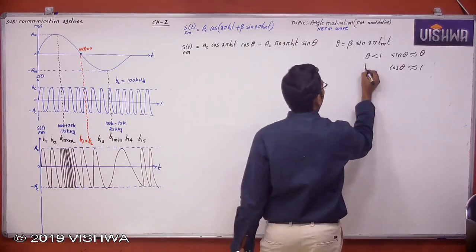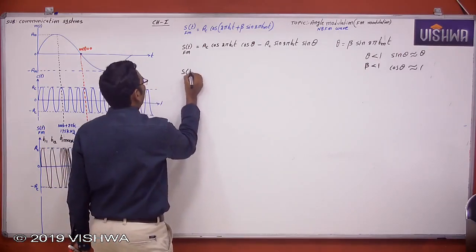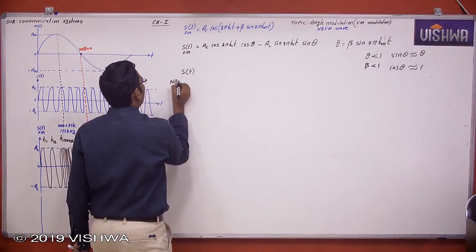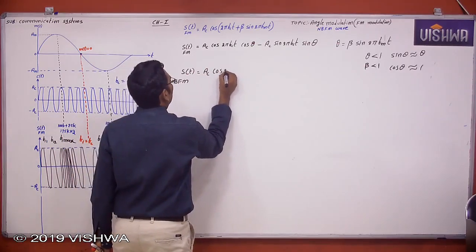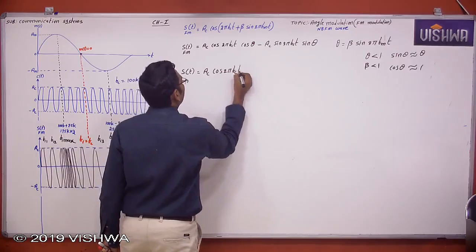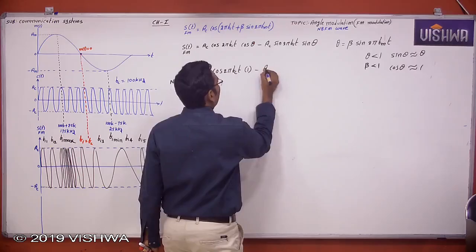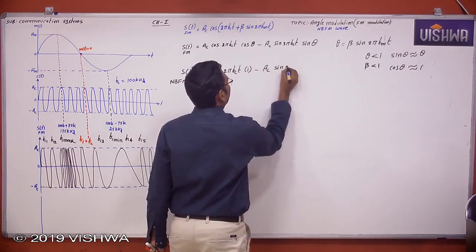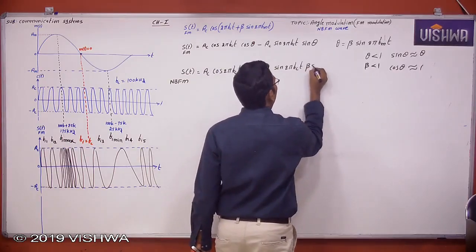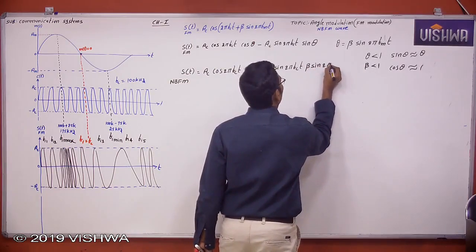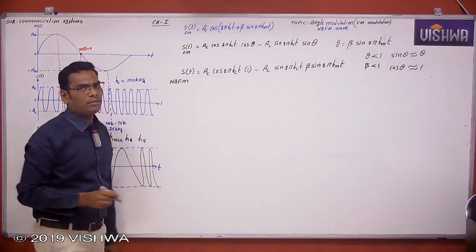So here what is theta? Theta is nothing but beta, which is less than 1. So how can I write this? Now this is the narrow band FM wave, equal to Ac cos 2 pi fc t, with cos theta as 1, minus Ac sin 2 pi fc t, with theta equal to beta into sin 2 pi fm t. This is the narrow band FM wave. Note this.